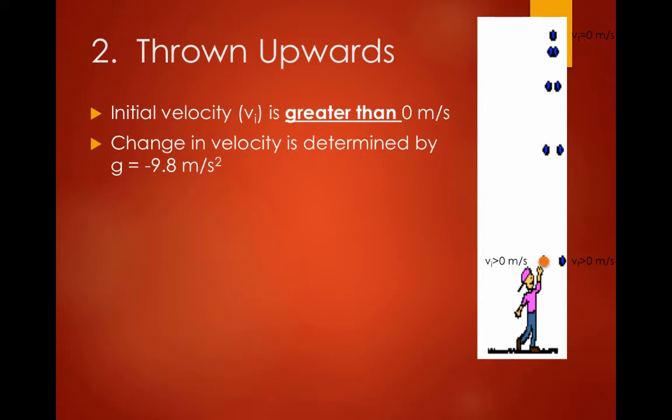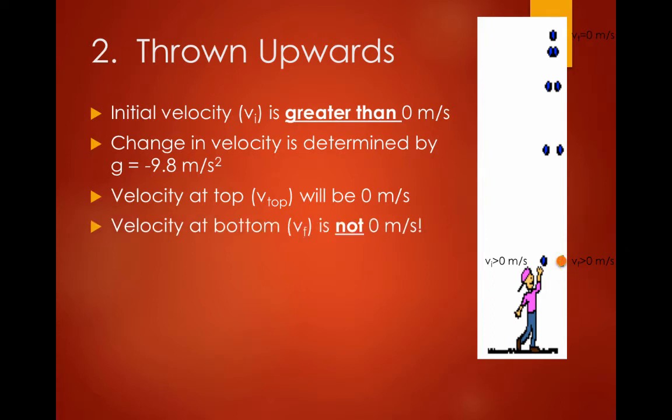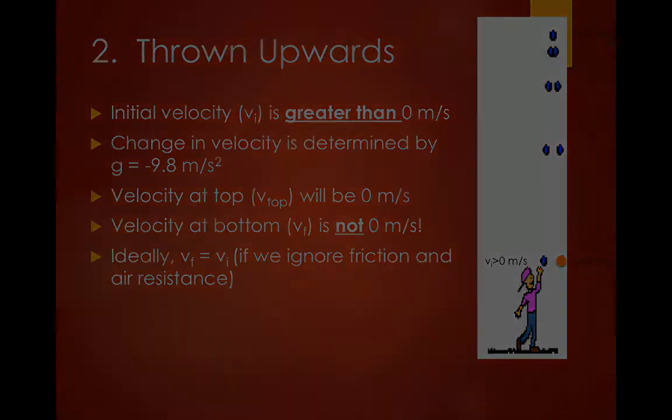So as it travels up, it will slow down and then stop. At the top of the toss, it will have a velocity in the y-plane that is 0 meters per second. It has stopped. As the ball drops, it will speed up at the rate of negative 9.8 meters per second squared. The velocity at the bottom will be greater in magnitude than 0 meters per second. Ideally, ignoring friction, the final velocity of the ball traveling in the y-plane downwards will equal the initial velocity upwards.